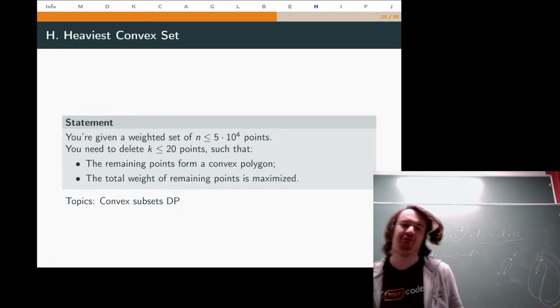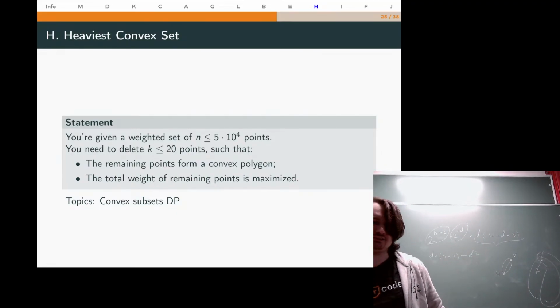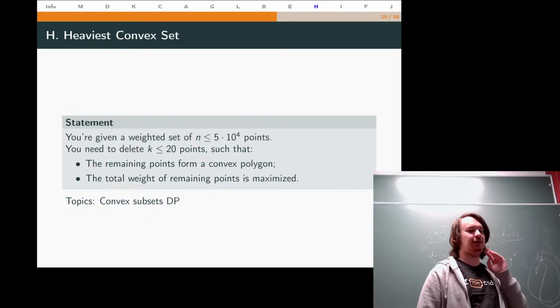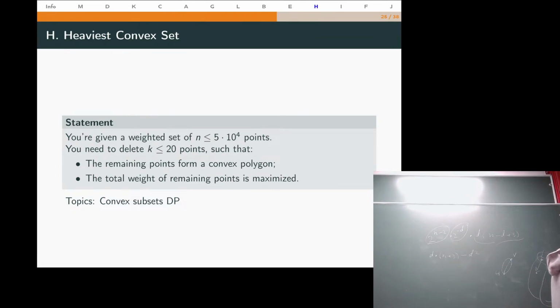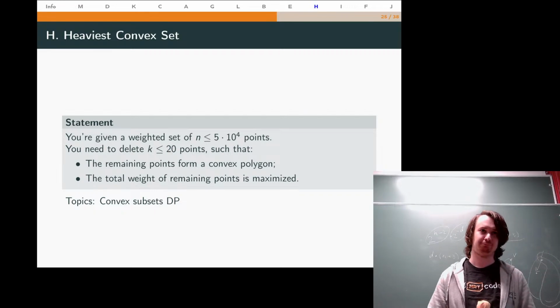In this problem we are given a weighted set of n points, and we are asked to delete k points, where k is something very small, up to 20, in such a manner that the remaining points form a convex polygon, and the total weight of remaining points is as large as possible.